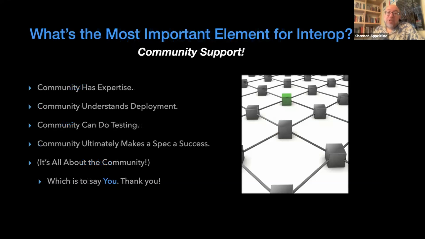So, what's the most important interoperable element? That we have definitely learned through our work with Zcash and with Bitcoin before that, it's the community. The community is the one with the expertise. They understand deployment. They can test interoperable specifications. It's ultimately only the community that will make an interoperable spec a success. And so that's always been one of our fundamental rules. We work with the community in meetings like this.